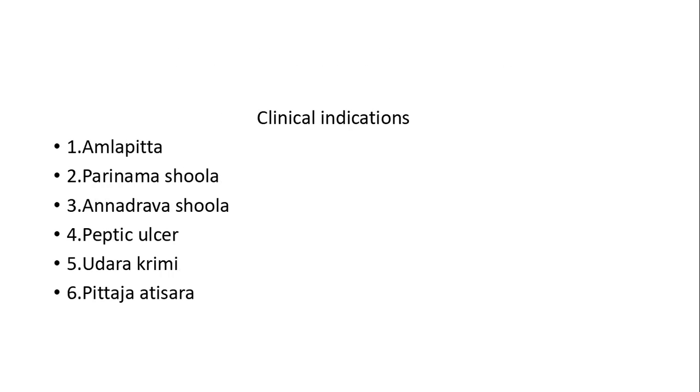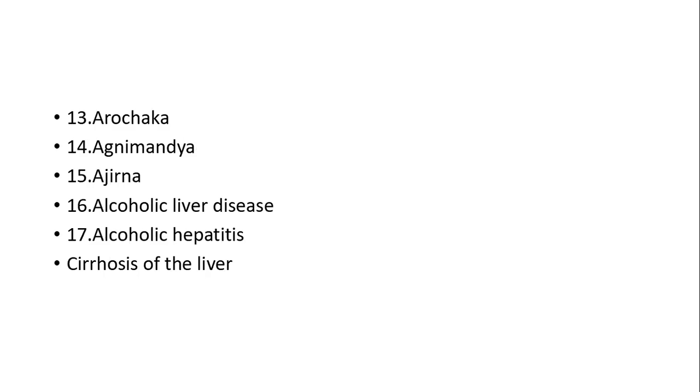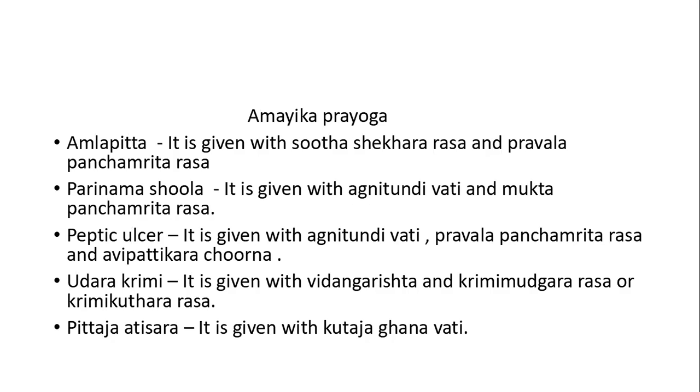Now let us see the clinical indications on the basis of experience and also textual reference. We have the following indications for Patoladi kashaya: amla pitta, parinama shola, annadrava shola, peptic ulcer, udarakrimi, pittajatisara, kamala, viral hepatitis, non-ulcer dyspepsia, hyperacidity syndrome, chronic gastritis, acute gastritis, arochaka, anorexia, agnimandya, indigestion, ajirna, alcohol liver disease, alcohol hepatitis, and cirrhosis of the liver. Now, with different disease-specific adjuvants, it can be given in various types of disorders.